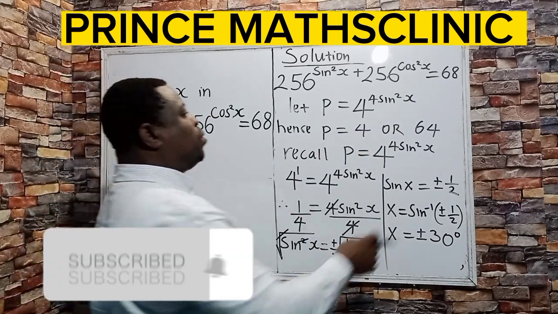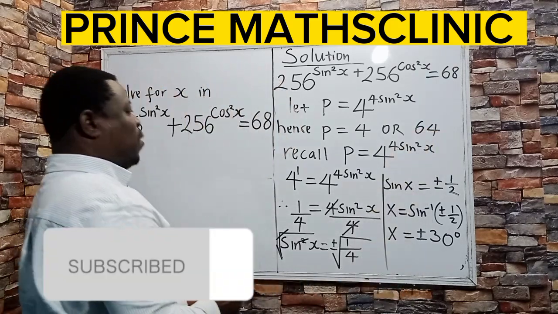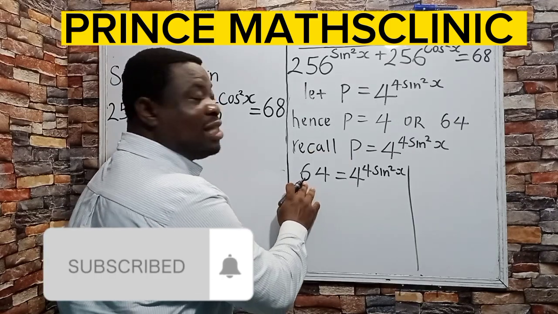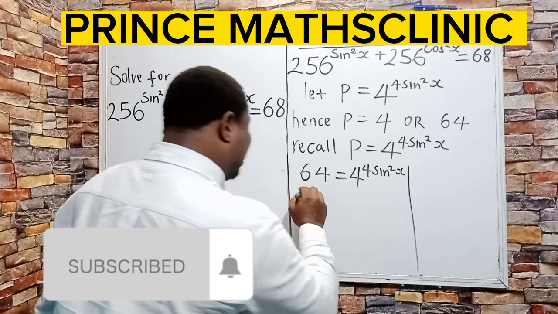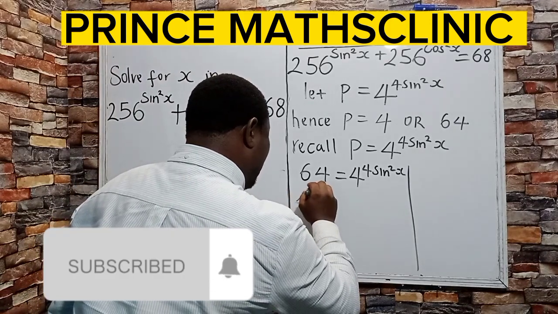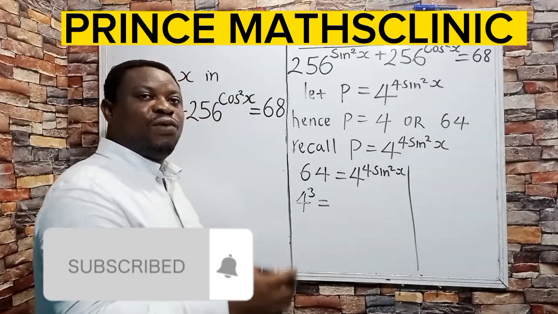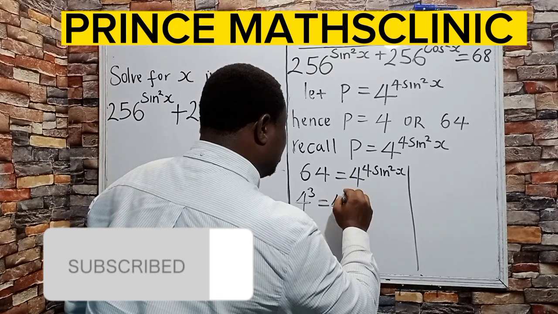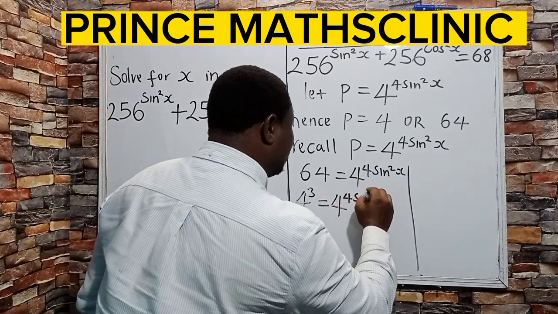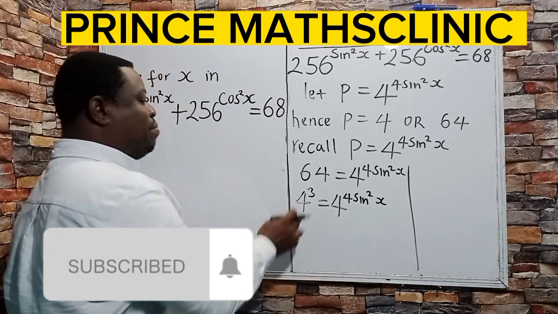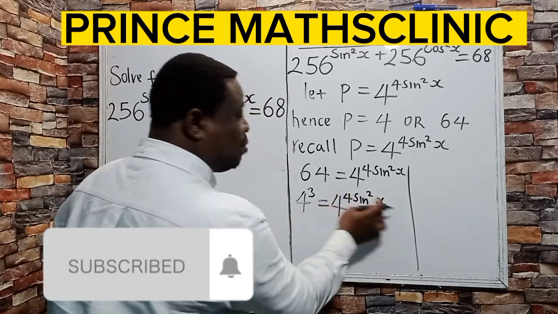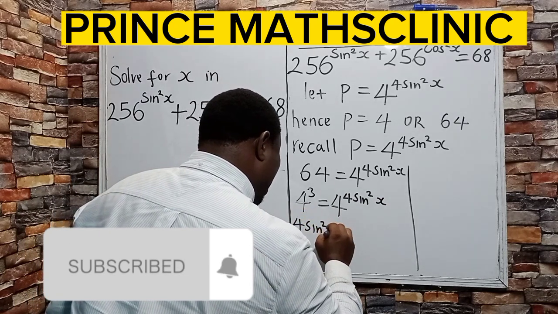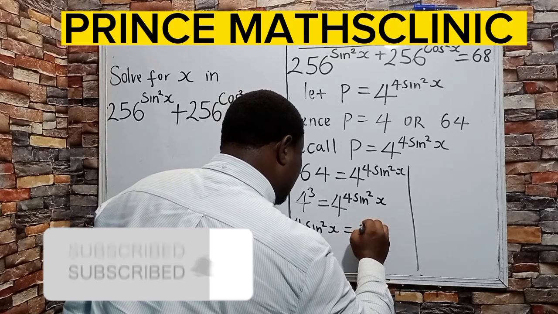We want to also put p to be 64. Put 64 in place of p, right? To get 64, I can say 4 to the power of 3, because 4 times 4 times 4 gives me 64. Then I repeat this. This is 4 sine square x. The bases are the same, therefore the powers become equal. So I can say 4 sine square x is equal to 3.